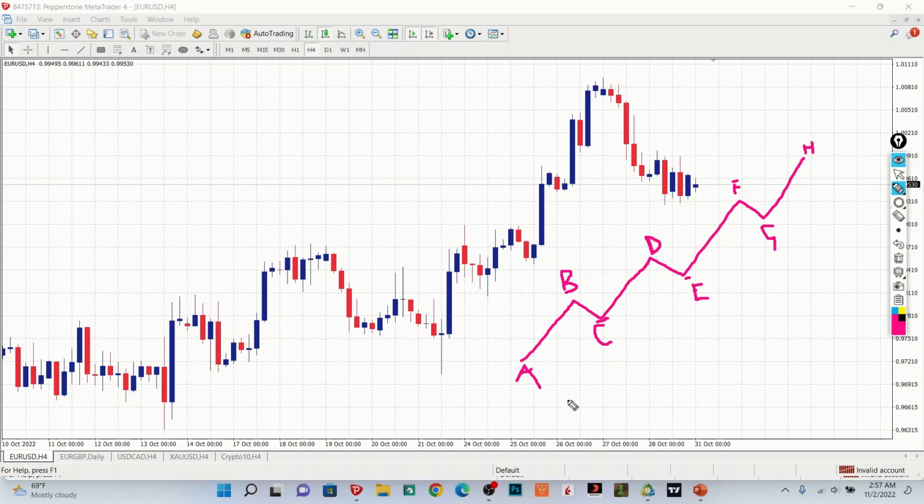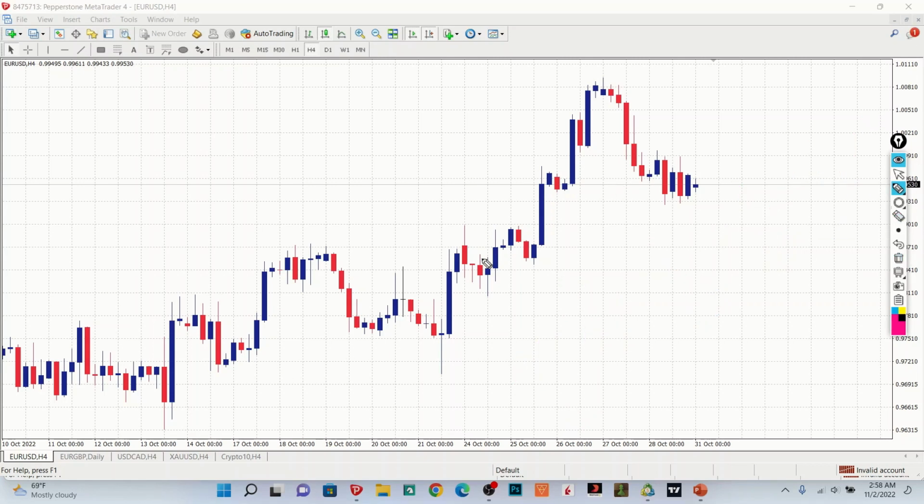So what do we do? We get our Fibonacci tool, we connect it to point A, then point B to pick point C. Connect from point C, point D to pick point E. Connect from point E to point F to pick point G. So we connect from point G to point H, to pick the new point which is going to be there.